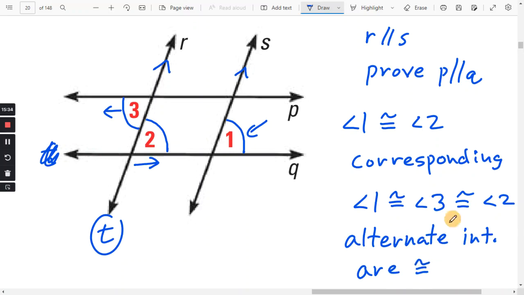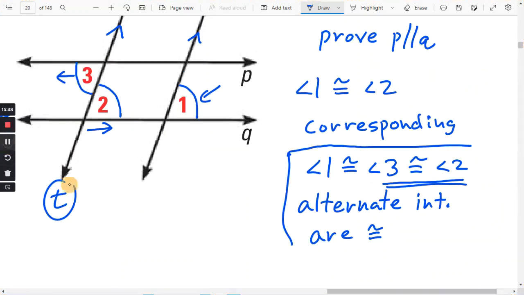Since we said 3 was congruent to 2, those are alternate interior angles, 3 and 2. And those are congruent, so that proves it. So that proves P is parallel to Q.